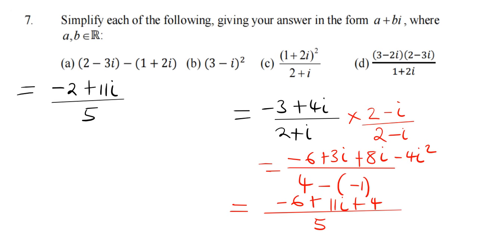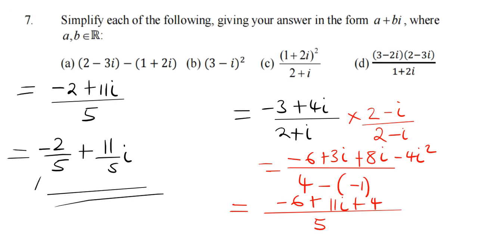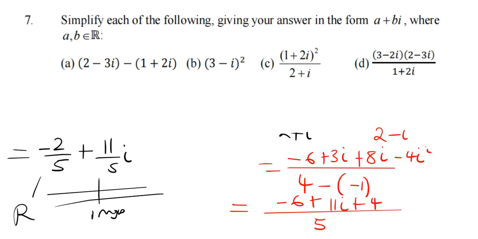Now the way we completely simplify and write complex numbers is that you're going to write negative 2 over 5, this is the real part, plus 11 over 5 i. Okay, so we always have the real part and the imaginary part. So basically this is our answer there. So let's solve D.